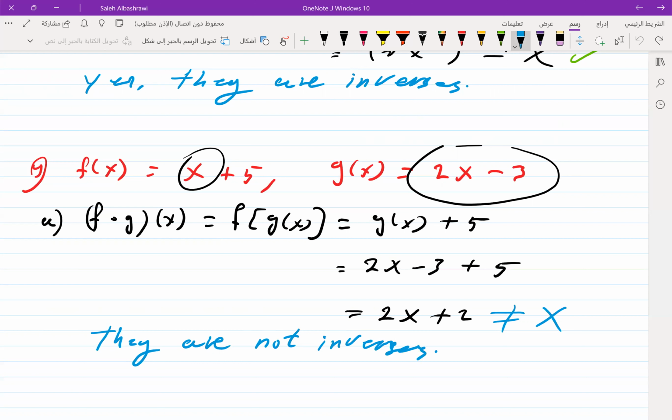So these functions are not inverses because one of the conditions is not satisfied. We have to satisfy the two conditions, A and B, f composite g and g composite f. One of them is not enough. If one of them gave me x, but the second one didn't give me x, in that case, these functions are not inverses. The two conditions must be satisfied: f composite g equal to x, and g composite f equal to x. In this case, the two functions will be inverses.